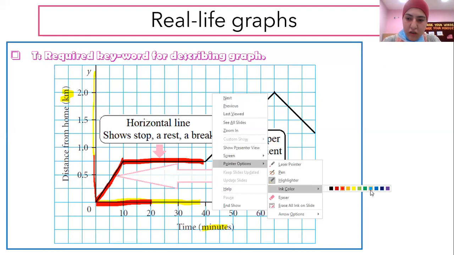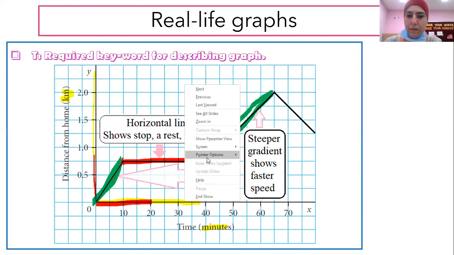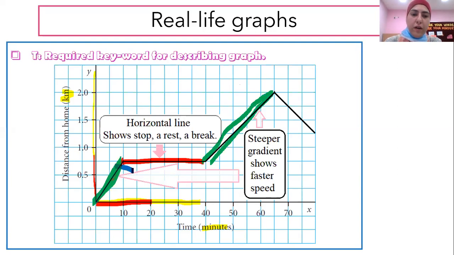The color, I'm going to change it now into green. If you're looking at this line that is going up here, and this line that is going up, the second one is faster because I'm covering more distance in less time, okay? But if I want to compare this one, let me change the color one more time. This one with a blue.